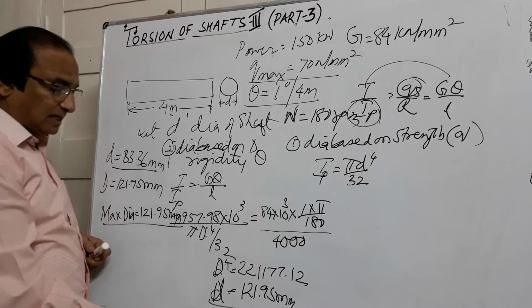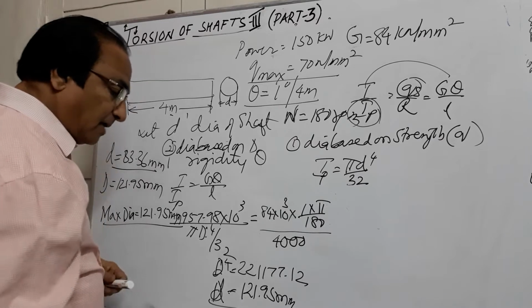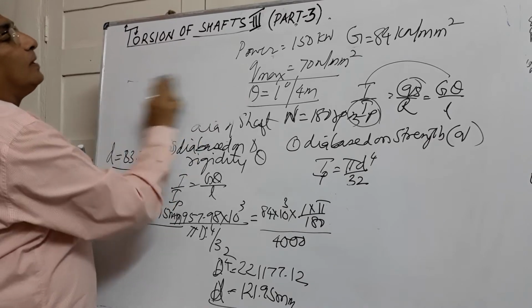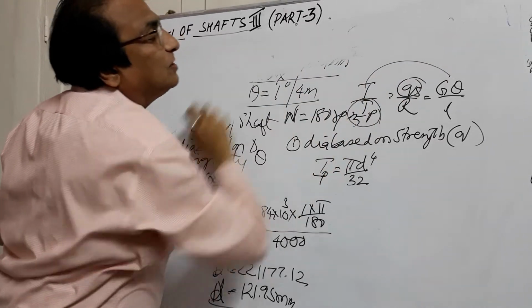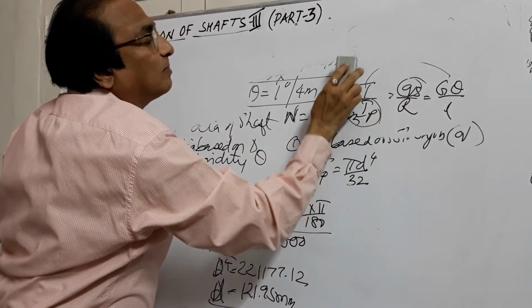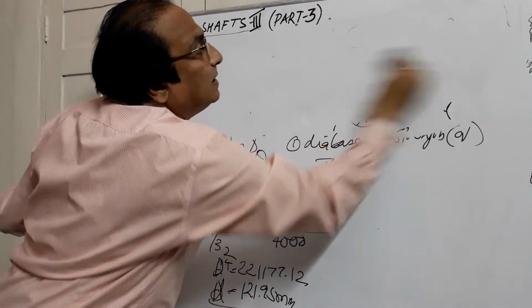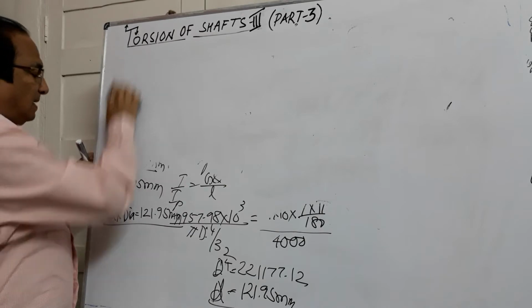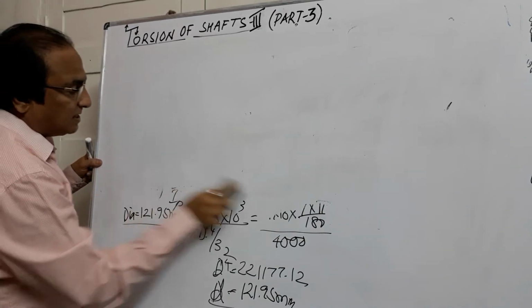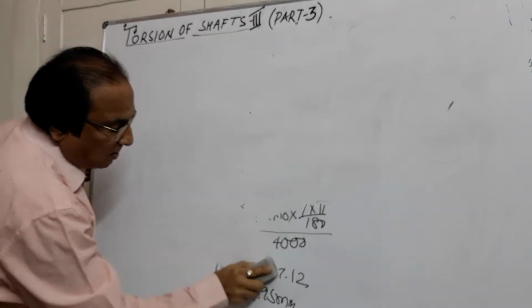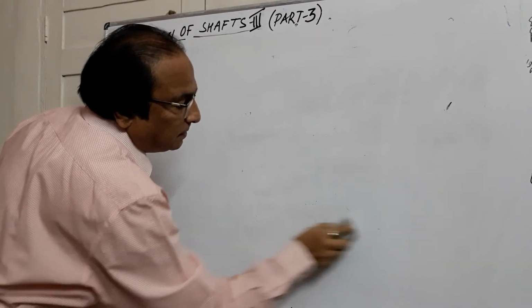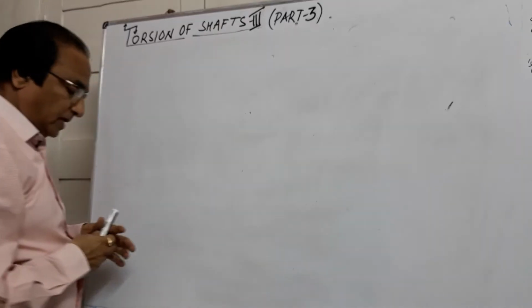So here we have designed a solid shaft. We will take up another problem here. Again you see we are moving round about this formula only. T by IP is equal to Fs by R is equal to G theta by L. This is the solid shaft we have taken into account. We will see a hollow shaft. How to design a hollow shaft?